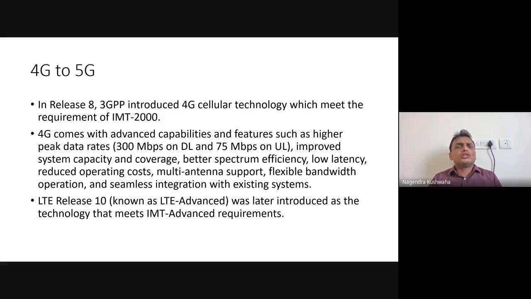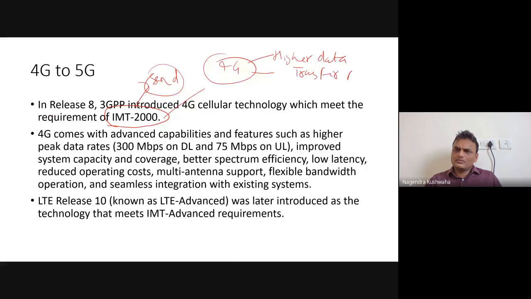So let's see how we have gone from 4G to 5G. 4G was introduced in Release 8, right? And it was meant to satisfy IMT-Advanced. I'm not going into much detail of the IMT requirements, but if someone requires, I can send you the material, right? What are the standards, or what are the requirements? So when 4G came into the picture, it had the capability of higher data transfer rate, larger system capacity, spectrum efficiency was also good, and we also have low latency.